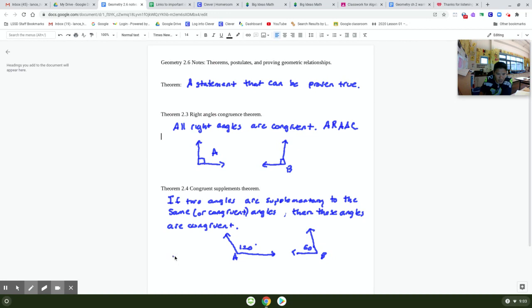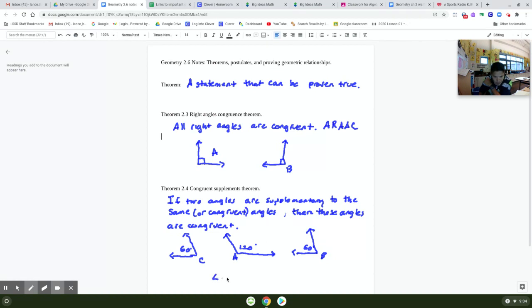And if I have a third angle, call it angle C, that's also supplementary to angle A, it would also have to be 60 degrees. So this is angle C, 60 degrees, supplementary to angle A. Here are your two angles, C and B. They're supplementary to this same angle, angle A. Therefore, those two angles are congruent. We're talking about angles C and B. Each of them measures 60 degrees. So if these two angles are supplementary to the same angle, then the angles are congruent.